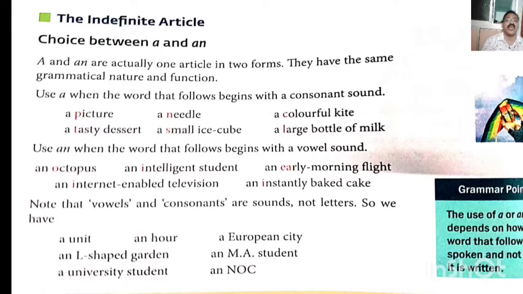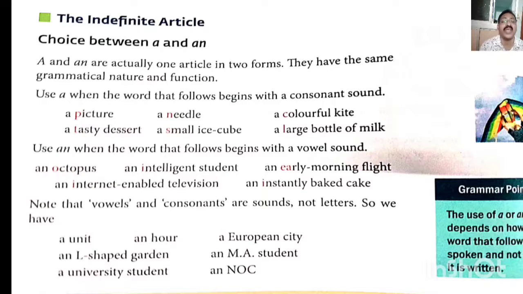So "a" is used when the word begins with a consonant. We generally use "a" before them. Use "an" when the word that follows begins with a vowel sound. Now "an" is used before a singular noun only, where the word begins with a vowel letter like O, I, E. These three are given here.